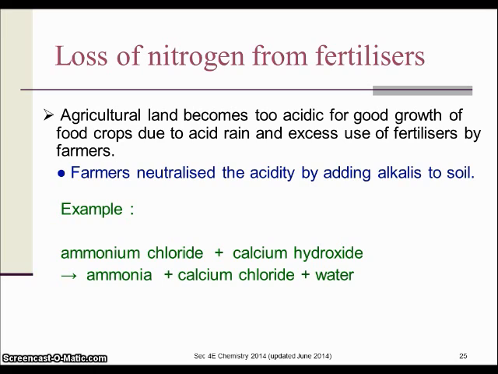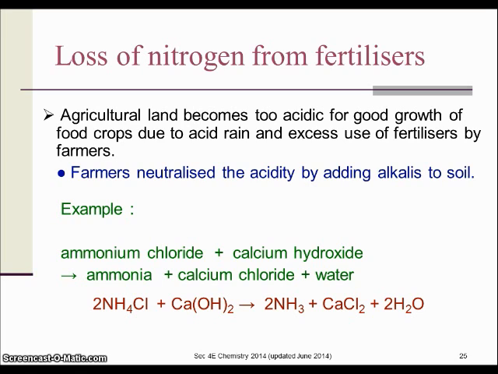we have the ammonium chloride fertilizer, and if let's say the farmer adds your calcium hydroxide to the soil, your ammonium chloride will react with the calcium hydroxide as added to produce ammonia gas, calcium chloride, and water. So as you can see from the reaction, the production of your ammonia gas over here will result in the loss of nitrogen from the fertilizers and the soil.